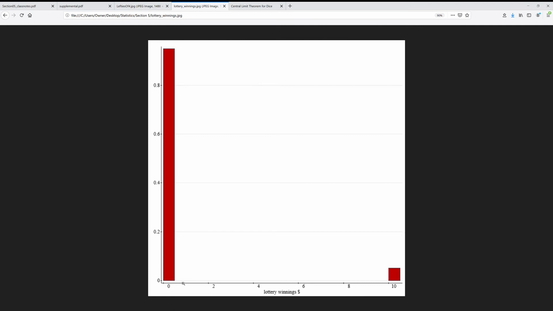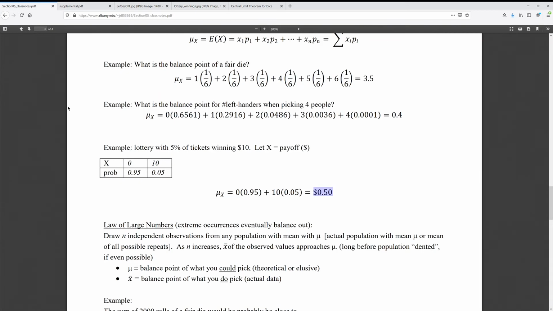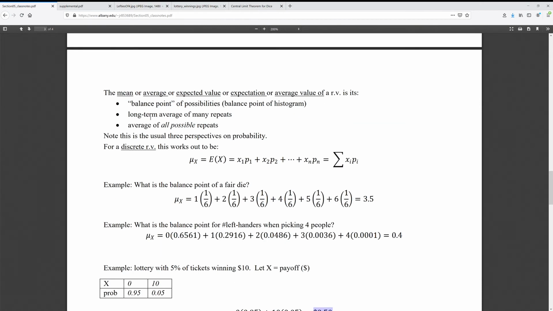Now again, if you focus too much on the numbers, 0 or 10, you might be tempted to say it's going to be 5. But if you focus too much on the heights of the bars, you might be tempted to say that it's at 0 itself, or a lot closer to 0 than it is. So it's the balance of those two effects. It's 0.5. Now what is the actual meaning of the balance point in this case? Well, again, it's the long-term average of many repeats.